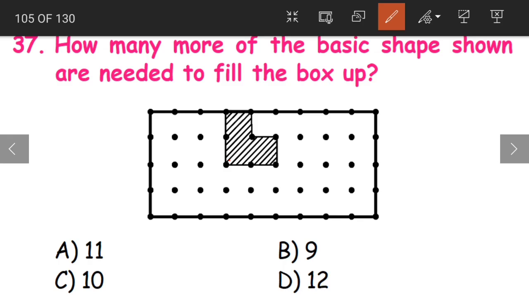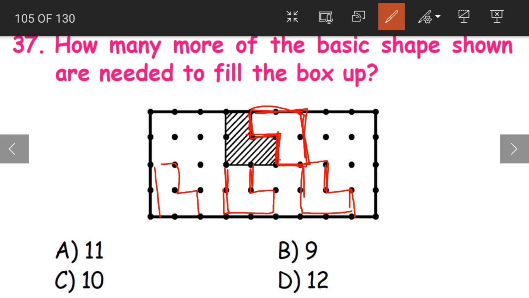Now question 37. How many more of the basic shapes shown are needed to fill up the box? So that means you have to draw these basic shapes and see. Yes or no? It is nothing but an L shape. See, this is one shape here. This is 1. And again this will be equal to 1. This equal to 1. I'll take another color, children, so that you will not get confused. 1. And again here 1.